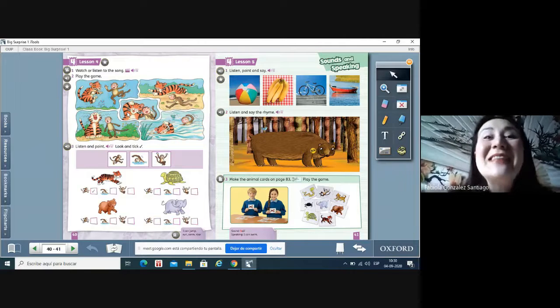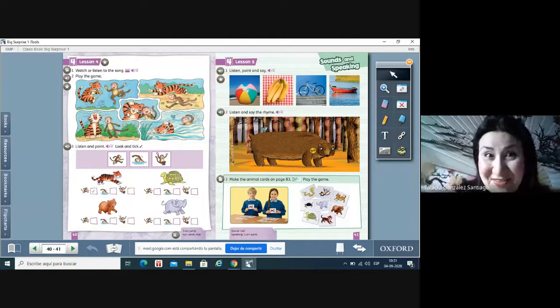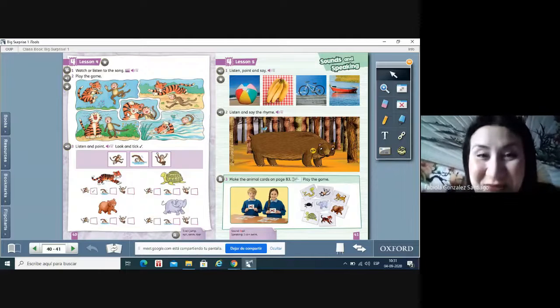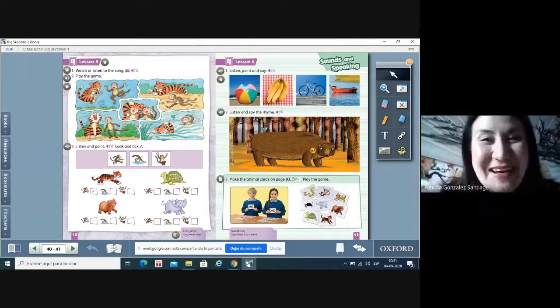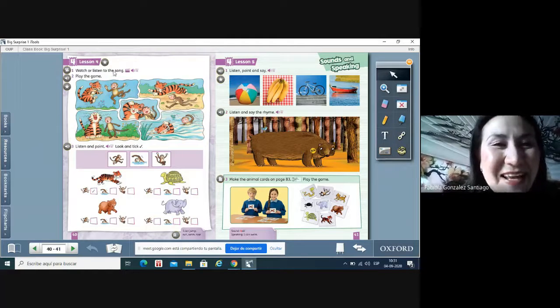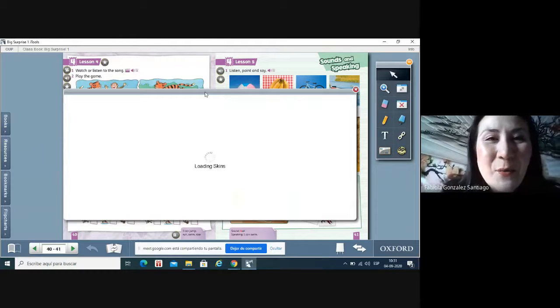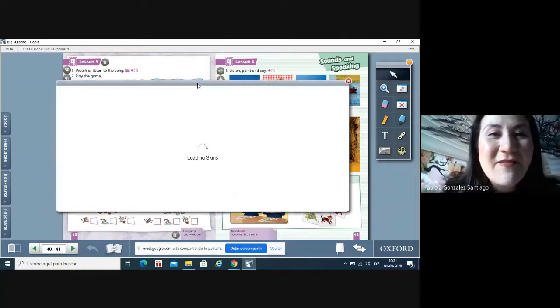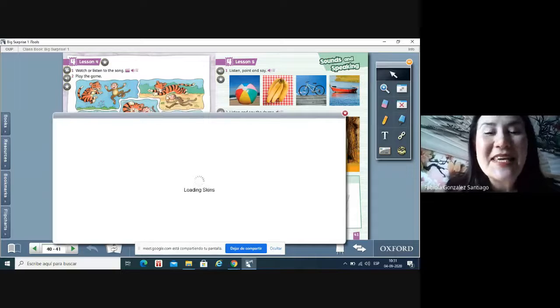Now, let's learn new words and actions. Okay? Actions animals can do. All right? So, let's see. Let's go with our friend tiger and monkey.